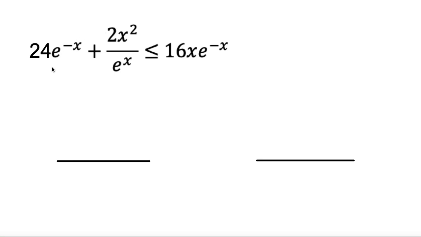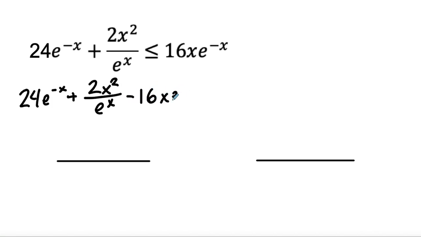Okay, let's take a look at this solving inequalities problem. Before I solve it, I need a zero here, right? So I'm going to move the 16x e to the negative x over to the other side. Let's rewrite this one time. This is going to be minus 16x e to the negative x, because this is one term, everything is multiplied together. And now that's less than or equal to 0.